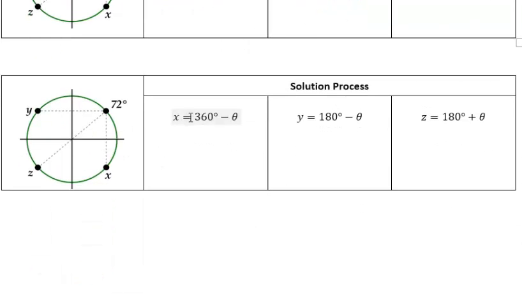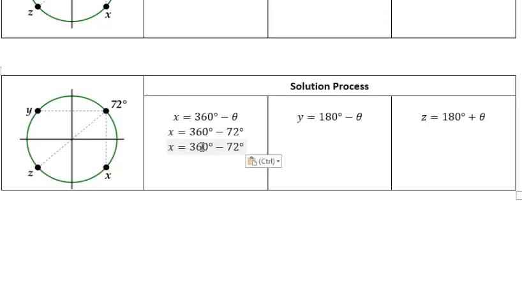So let's try doing another one. In this case, I'm trying to find 360 minus 72. That will give me X. So to find X, it will be 360 minus 72 degrees. What will be the answer for that?